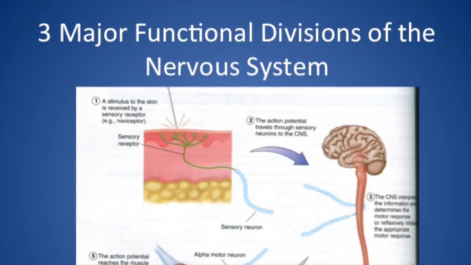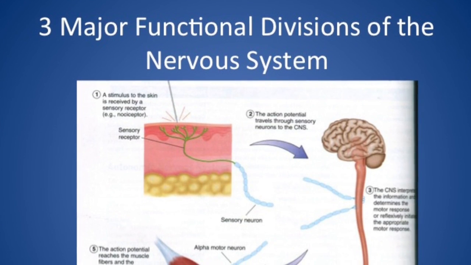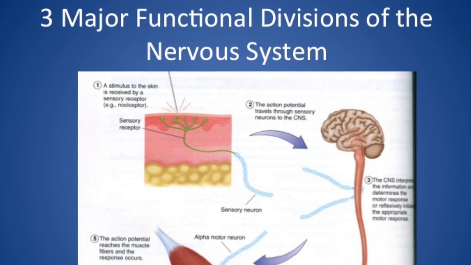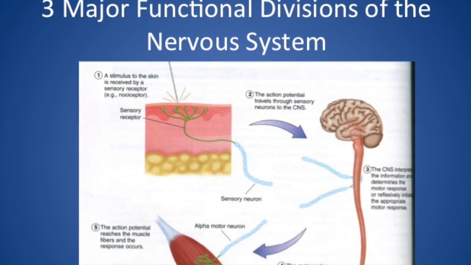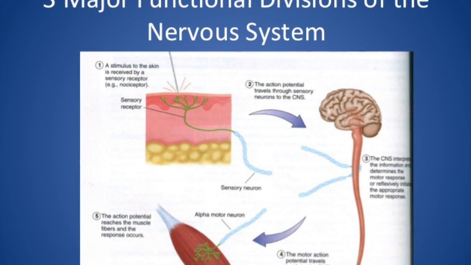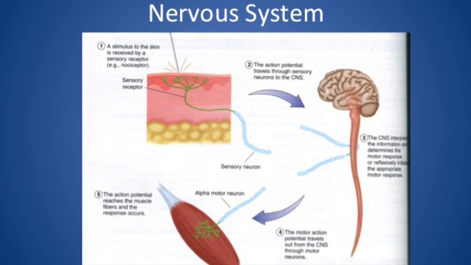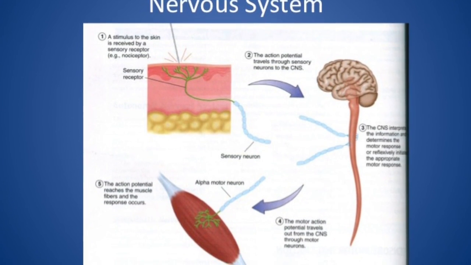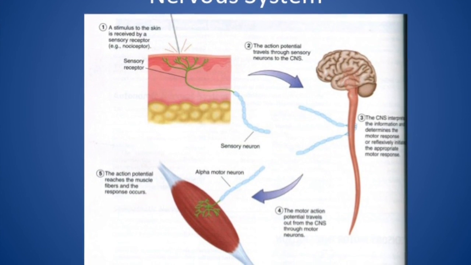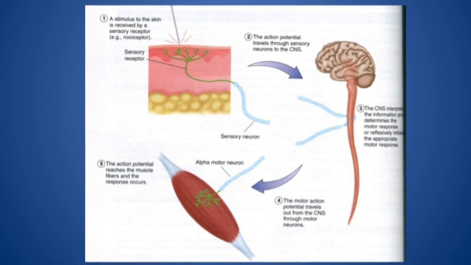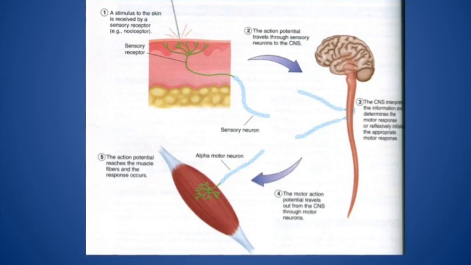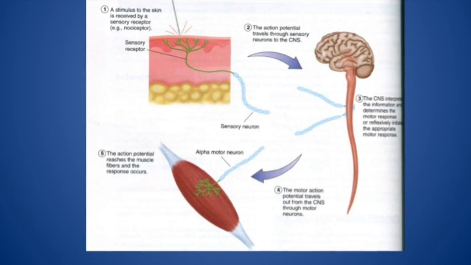The nervous system has 3 major functional divisions: sensory, motor, and integration. Sensory neurons transmit sensory information from receptors of the PNS towards the CNS. Motor neurons transfer motor information from the CNS to effectors in the periphery of the body. Integration through interneurons transmits information between neurons within the CNS, analyzes inputs, and coordinates outputs.